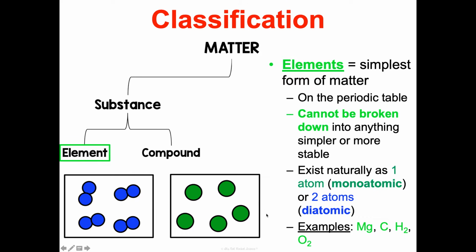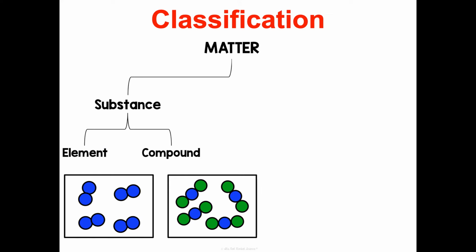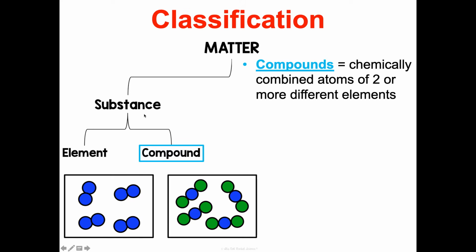Same with oxygen. It's not just O. It's 2 atoms of the element oxygen bonded together as diatomic. Both of these, though, are still just elements. Okay? Now, this is different from, watch how the picture changes, a compound. Notice that a compound, within this picture, we have different elements in here. So compounds are still substances, though.